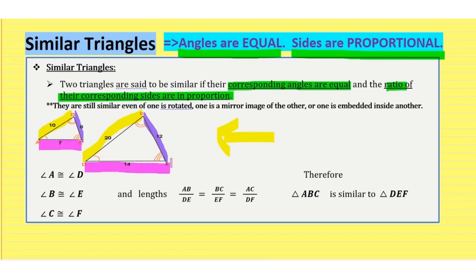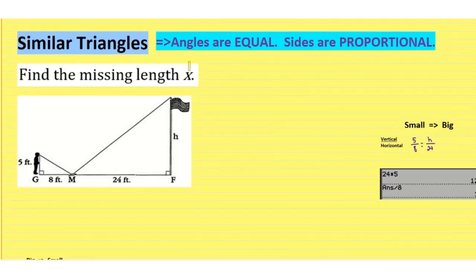Going forward, we will also see other triangles set up in different configurations. Specifically, we'll see that they are similar even if one is rotated, even if it is a mirror image of the other triangle, or sometimes they will be embedded inside of the other. So we'll be looking at some situations that are similar to those three descriptions. Let's keep moving forward and just dive right in.